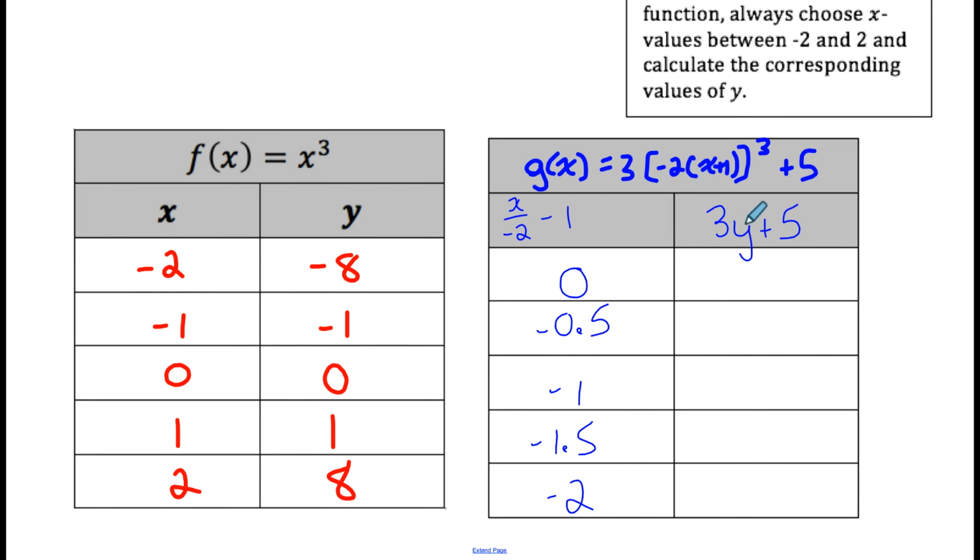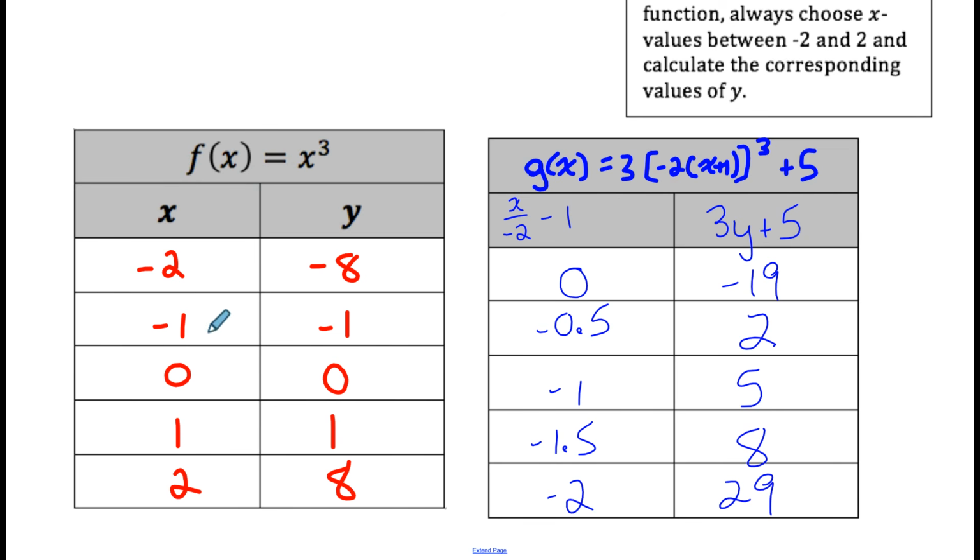So I'm going to take negative 8 and plug it in for this y value. So that'd be negative 24 plus 5, that's negative 19. Take negative 1, plug it in for this y value. Negative 3 plus 5 is 2. Plug 0 in, get 5. Plug 1 in, get 8. Plug 8 in, I get 29. So here's a table of points for the transformed function.